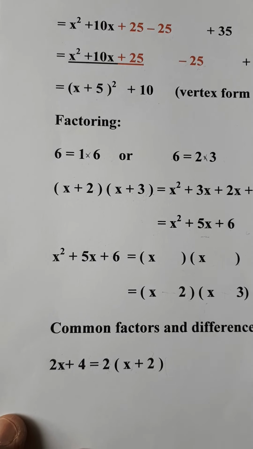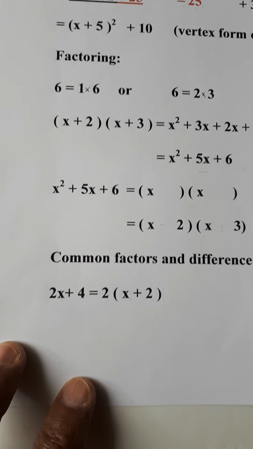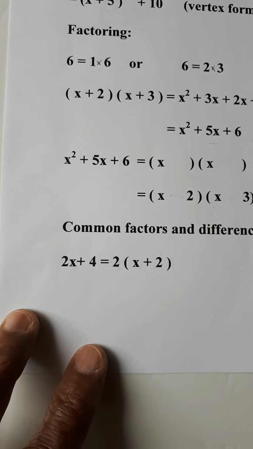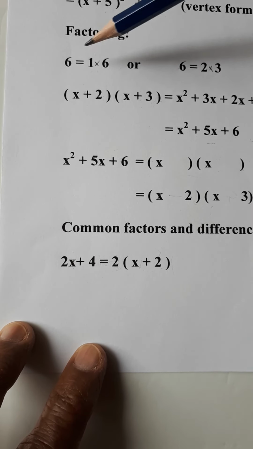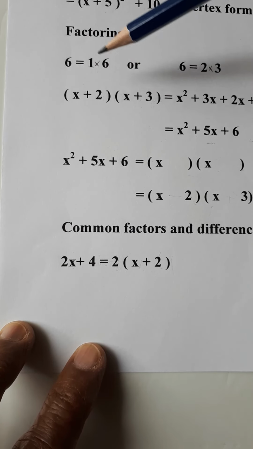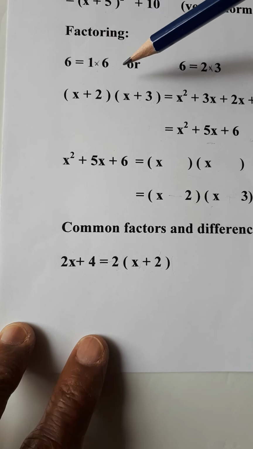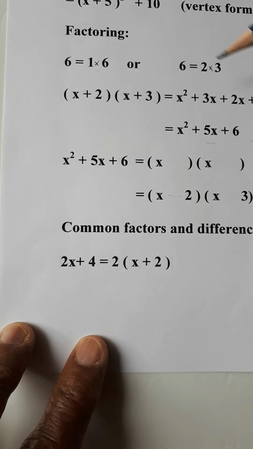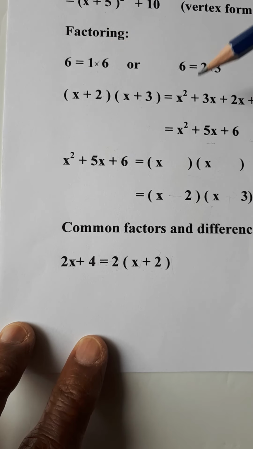In this introduction, the last section is factoring. What are the factors of 6? Factors mean we are breaking the number 6 into two pieces, something multiplied by something, not something plus something. So 6 is 1 times 6 or 2 times 3. So the factors of 6 are 1, 6, 2, 3.